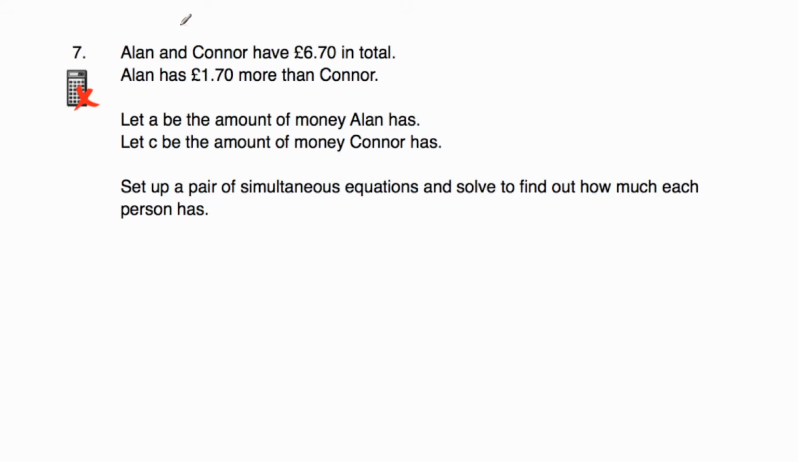So first of all, we're told that Alan and Connor have £6.70 in total. And we've been told to let the amount of money that Alan has be equal to A and Connor C. So that's going to be A plus C, the amount of money they have added together, is equal to £6.70, or 670 pence.